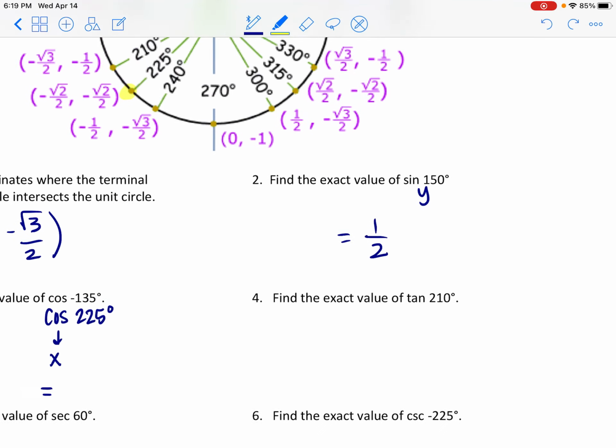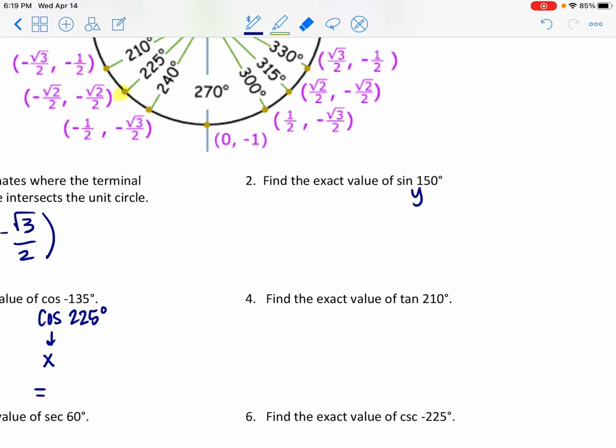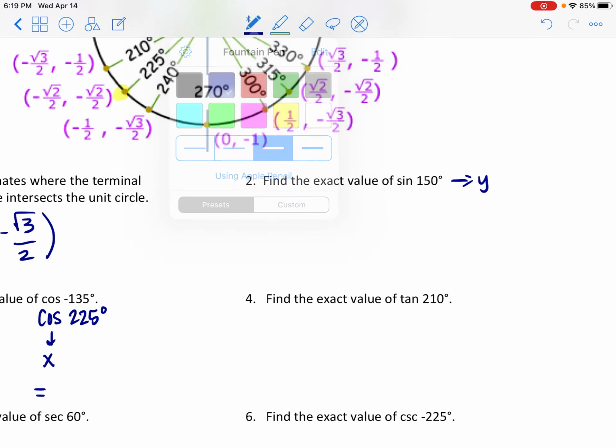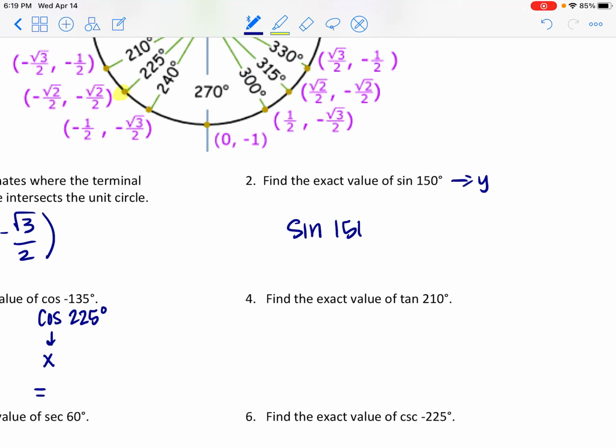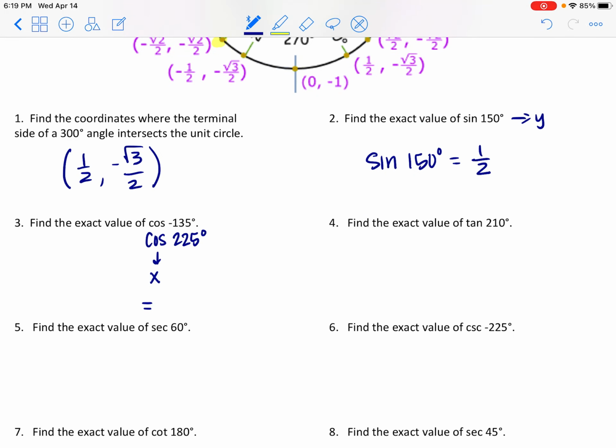And really I should be a little more proper about this. Let me clean my work up a little bit here. So this is y. So we're going to say here that the sine of 150 degrees is equal to a half, exactly a half. Okay, and then here, let me again just be proper and clean this up. We know that cosine is the x value in our coordinate, so we're going to say here that the cosine for negative 135 or positive 225, which is the same thing, is going to be negative radical 2 over 2.